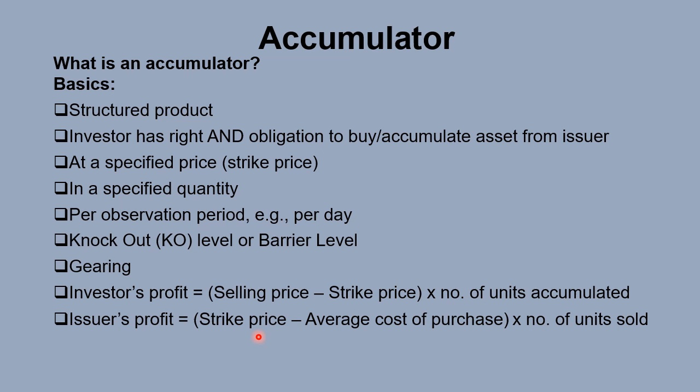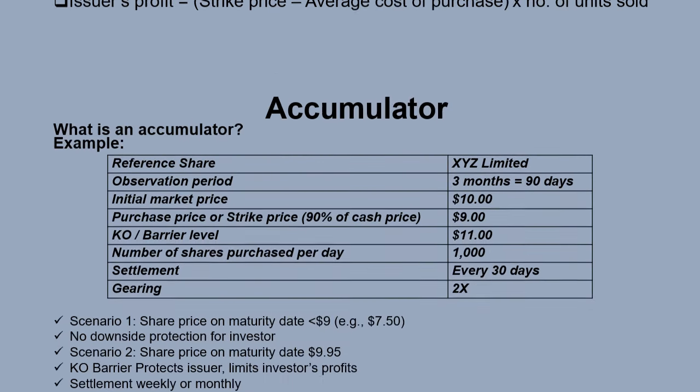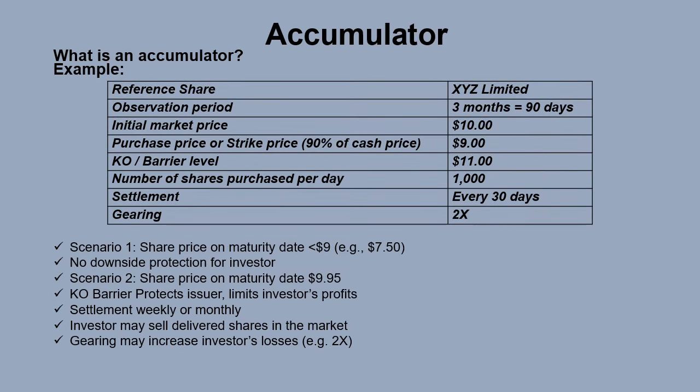You subtract the average cost of purchase of the asset of the issuer from this strike price and multiply the difference by the number of units of the assets sold. Of course, the investor's accumulation price is the issuer's selling price, which is the strike price, and the number of asset units accumulated by the investor is equal to the number of asset units sold by the issuer. We will discuss only the profit and loss of the investor. You can easily calculate the issuer's profit if you know its average cost of purchase.